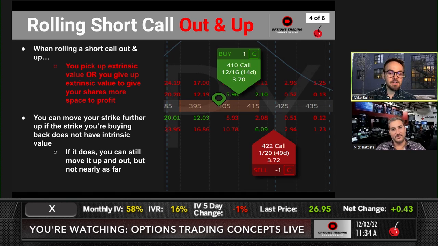So if you're trying to make the most out of this situation, rolling before the strike goes in the money is literally the most important thing. I could not stress that enough. And we're about to see why.